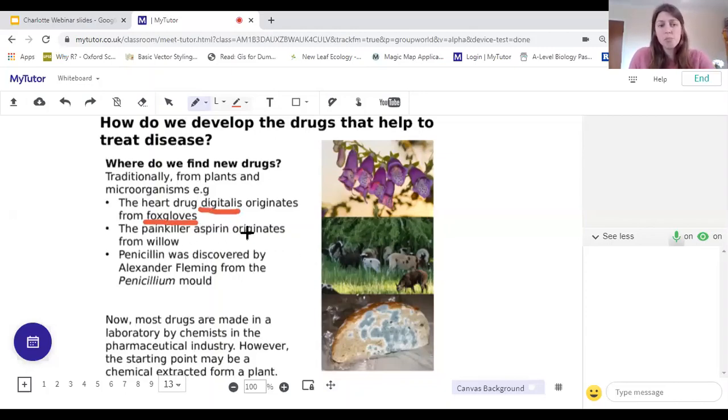The painkiller aspirin originates from willow. So we've got a picture here. Quite often animals will eat bits of willow, and that's because it does have some pain-killing properties. So you'll quite often find that sheep or cows, if they're turned out with some willow, they'll go and eat some of that when they're in a bit of pain. And then penicillin, which we talked about earlier, was discovered by Alexander Fleming from Penicillium mold, which is normally on bread.